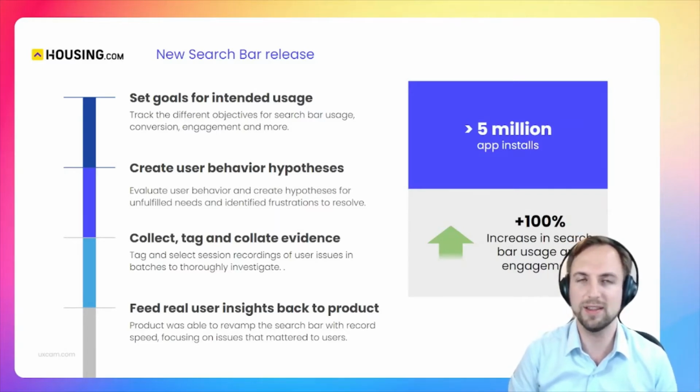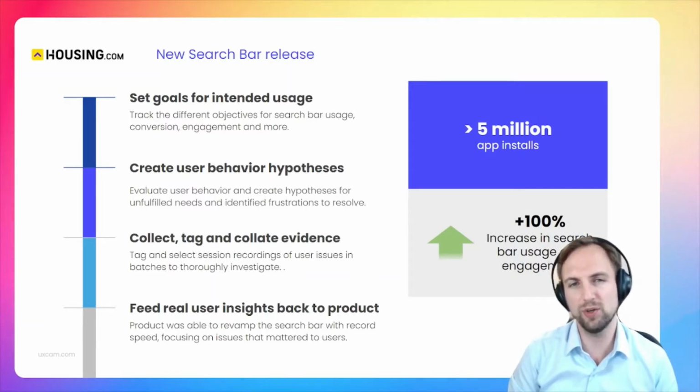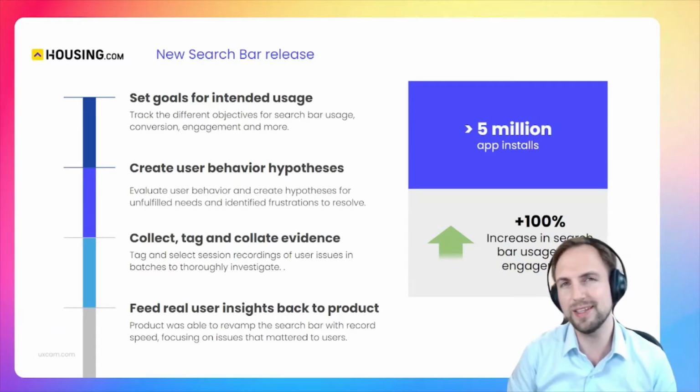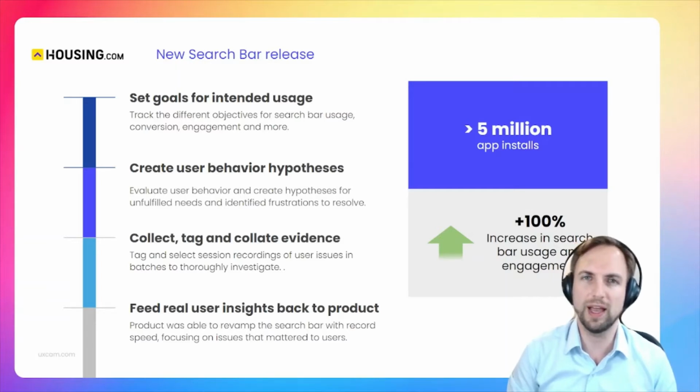And before they did this, they started to investigate. So, what are the goals that we have for this search bar? What is the intended usage? Let's track for conversion, engagement, and other metrics. Then next, they started to create user behavior hypotheses, looking at how people are actually behaving, and then seeing what might be unfulfilled needs or identified frustrations that we can resolve in a new update. After this, they started to collect, tag, and collate evidence, just recordings of the actual in-app user behavior.